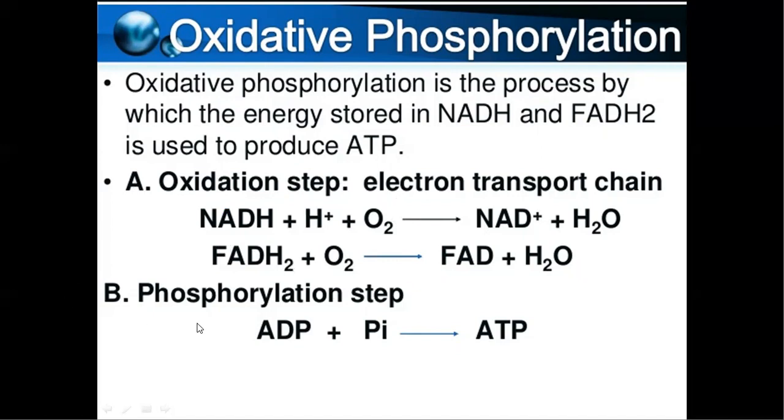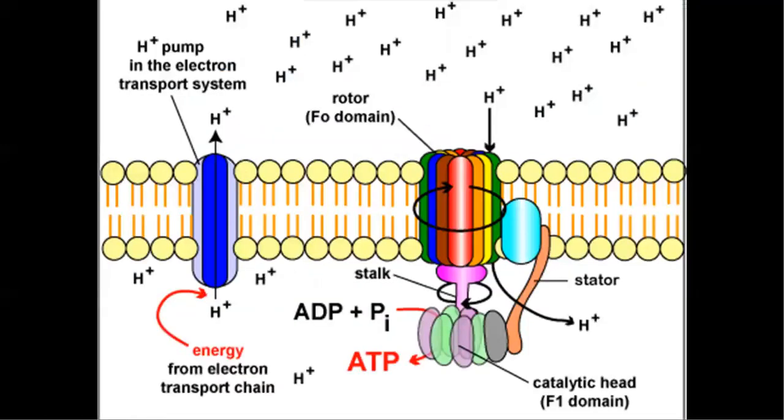And the second step is called the phosphorylation step. Here ATPs are produced, and this step occurs at complex 5, which is ATP synthase. So this is the process of oxidative phosphorylation. Water molecules are produced here and ATP is synthesized here. This entire process is explained by the chemiosmotic theory.